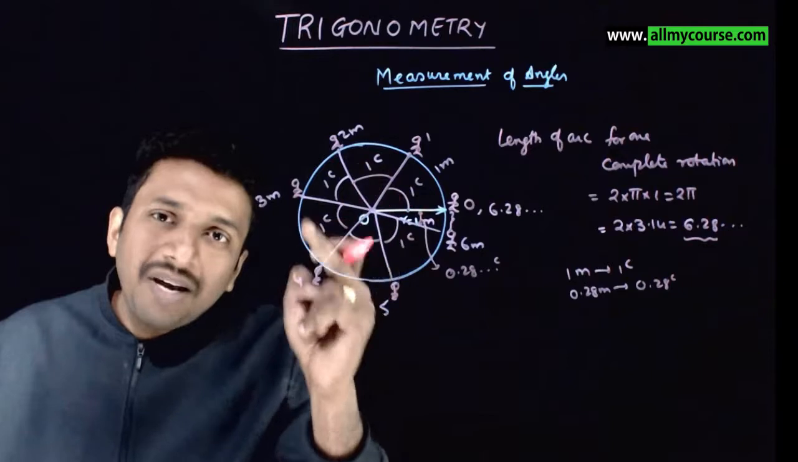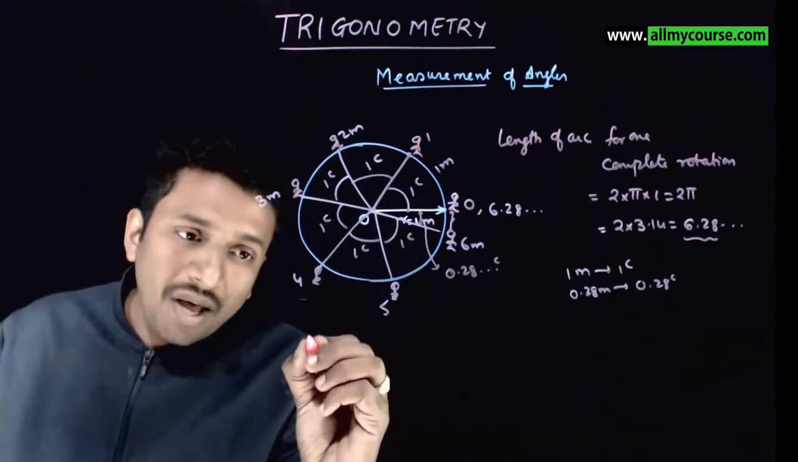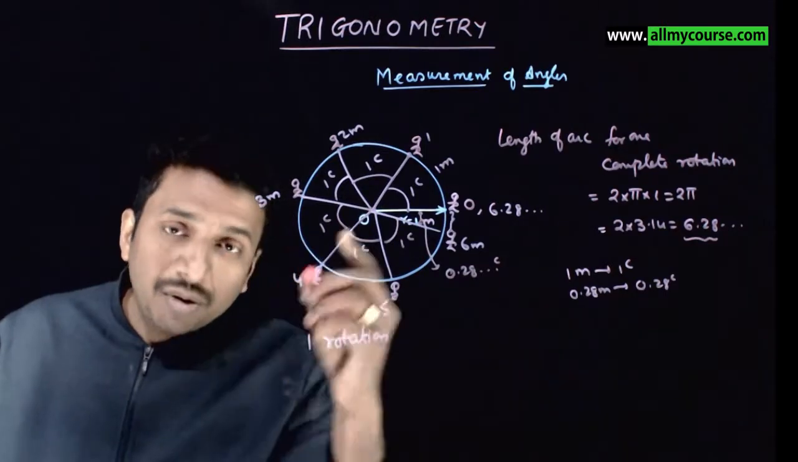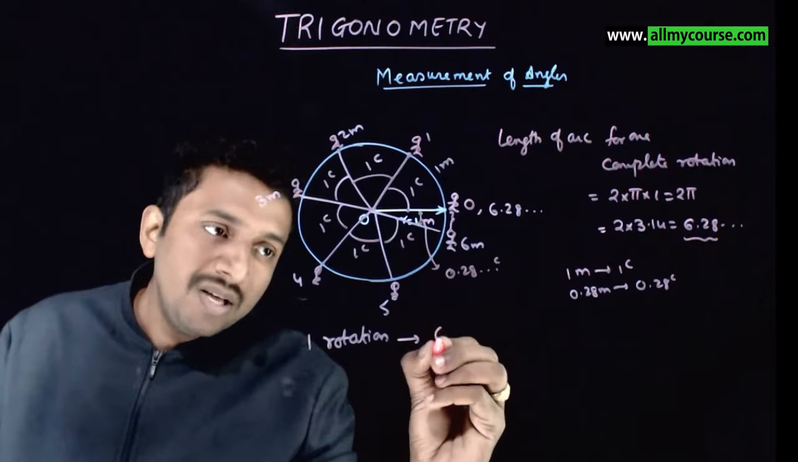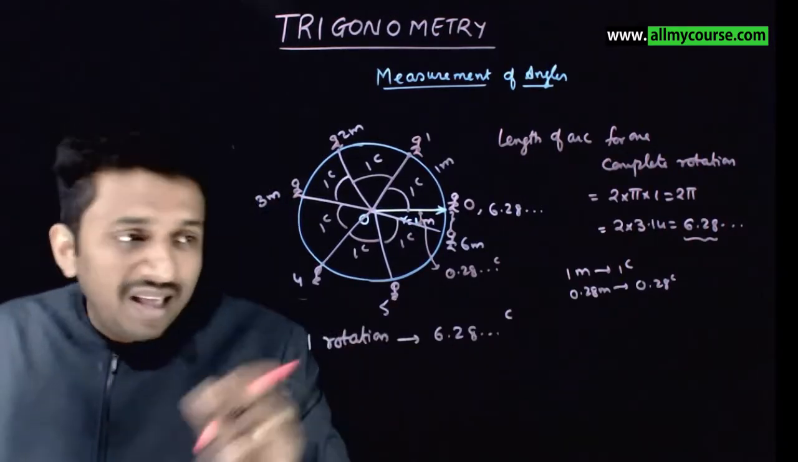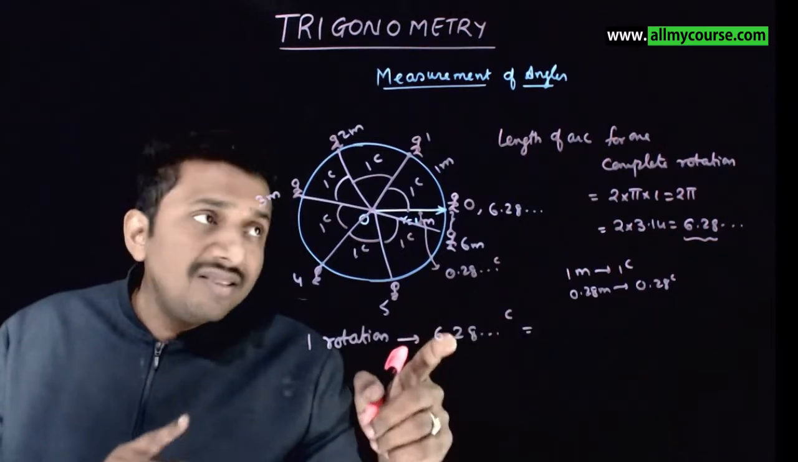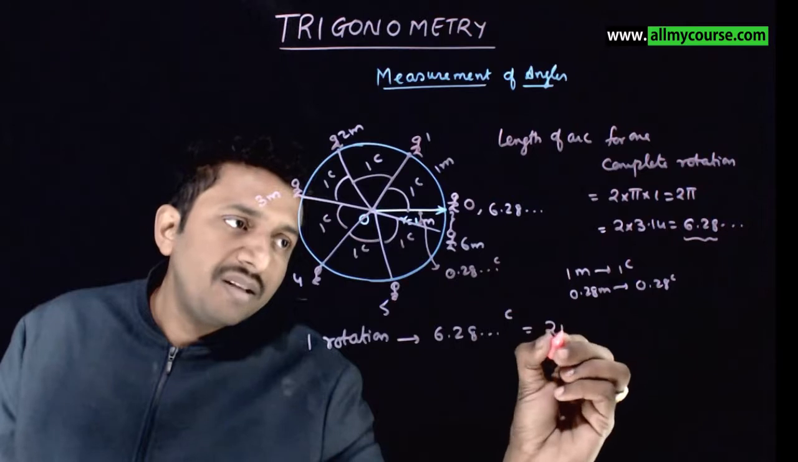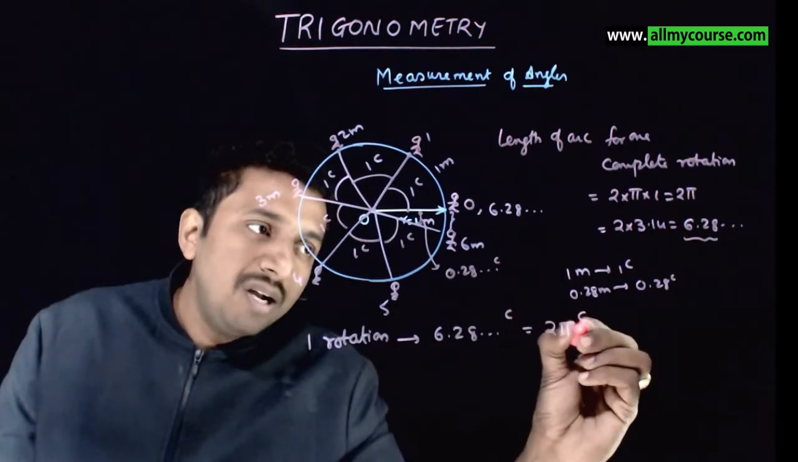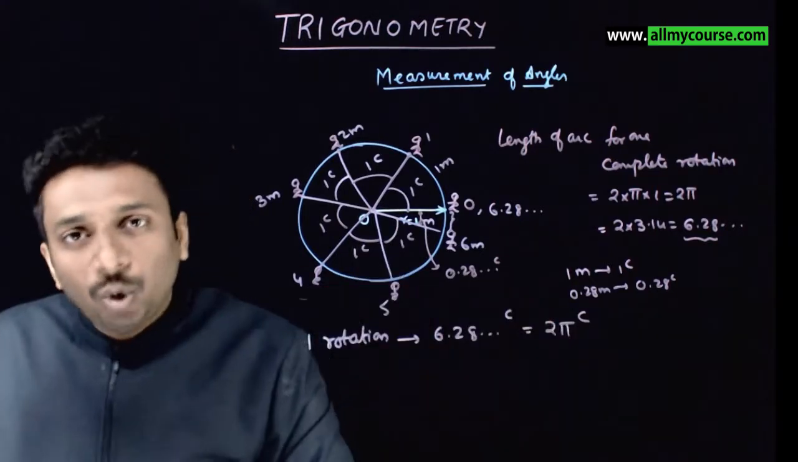So one complete rotation is approximately equal to how many radians? One complete rotation is approximately equal to 6.28 and so on radians. How did you get the 6.28? This is nothing but 2 pi. So I say that one complete rotation is exactly equal to 2 pi radians.